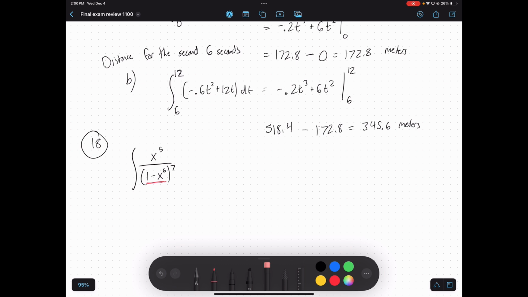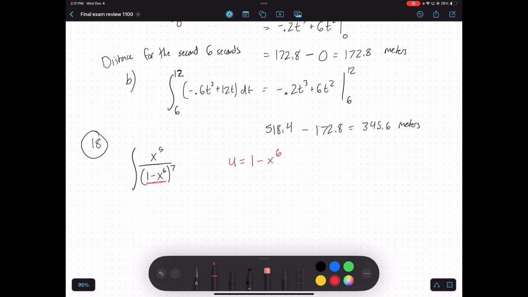So what am I substituting? How does substitution work again? I create a temporary function u that's going to equal whatever that inside function was. Right. So 1 minus x to the 6th. So in our case, I'm going to let u equal 1 minus x to the 6th. Everybody okay with that? Okay. Now what do I do?